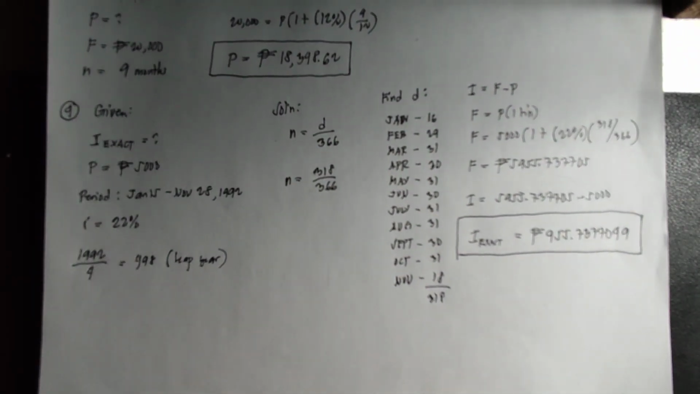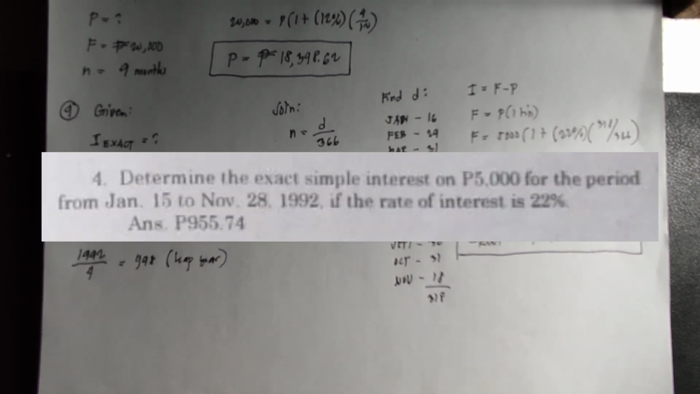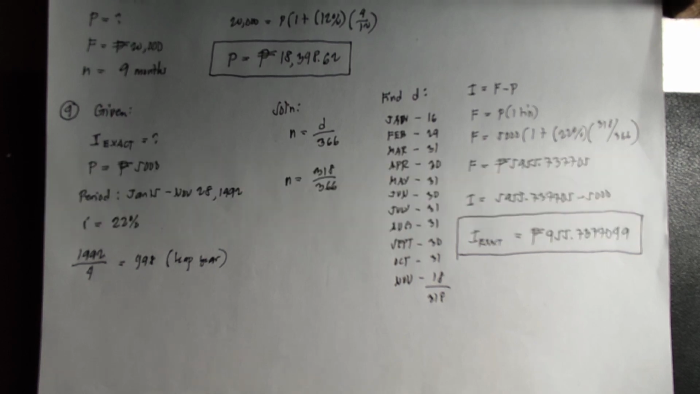So number 4, determine the exact simple interest on 5,000 for the period from January 15 to November 28, 1992, if the rate of interest is 22%. So the given is the principal is equal to 5,000 from the period January 15 to November 28, 1992. Then our interest rate is equal to 22%. Then we were tasked to find the exact interest.